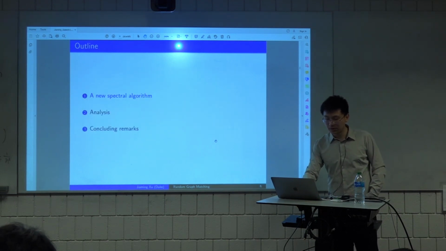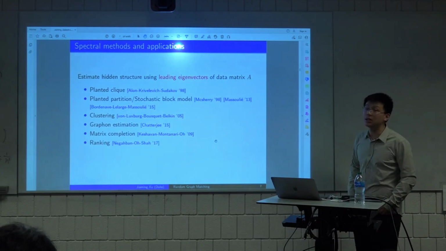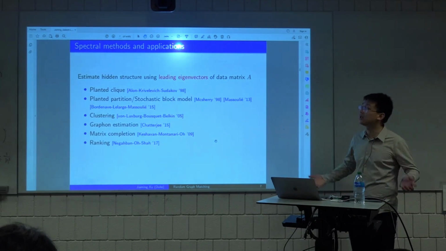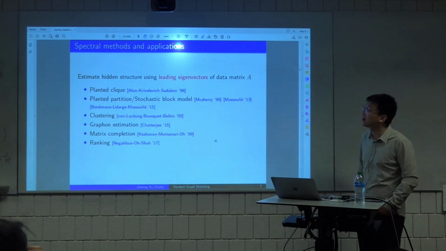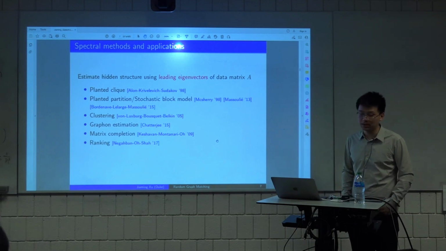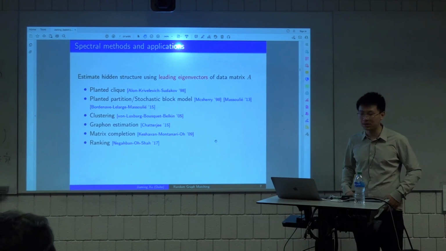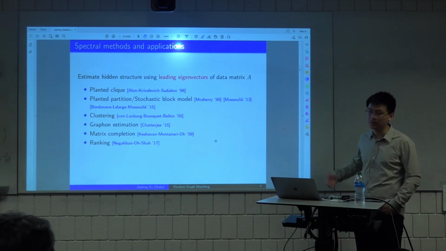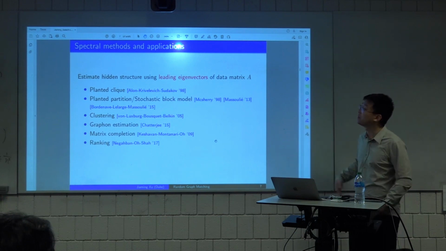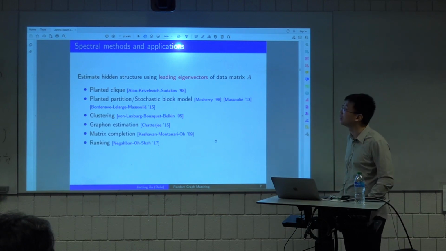Okay. So now I want to talk about this new spectral method because, as I promised you at the very first lecture, in this new type of planted models, this classical way of thinking about spectral method may not immediately work, because in this problem you don't have the low rank structure. So let me now explain a little bit more.